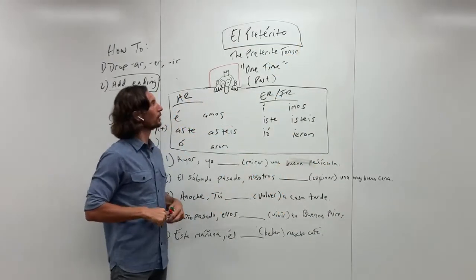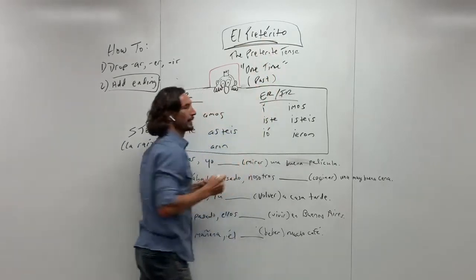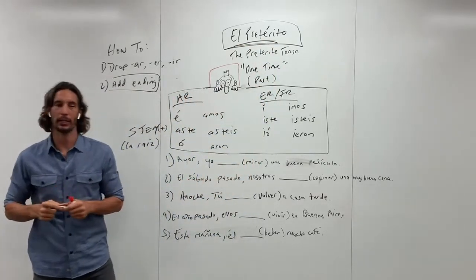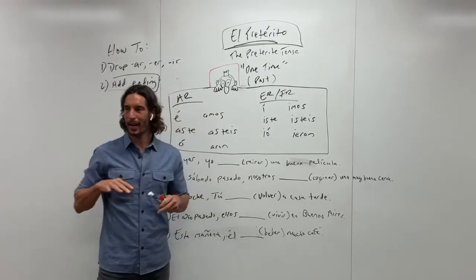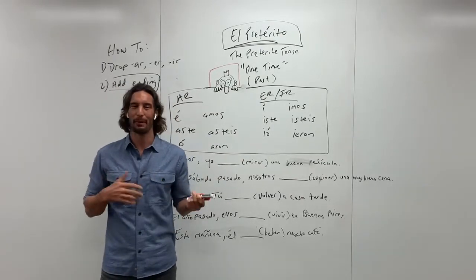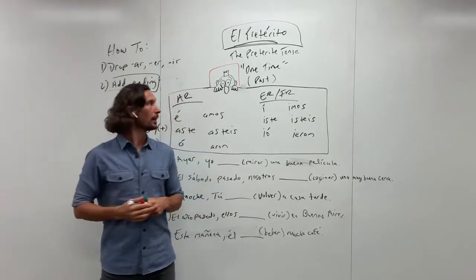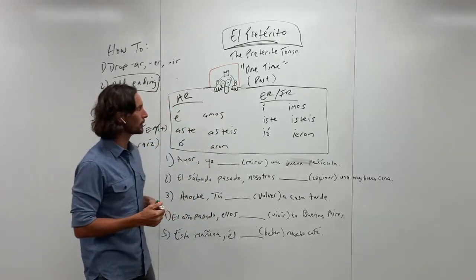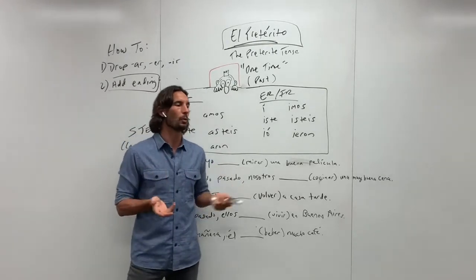Today, guys, we're going to look at el pretérito. You can see it up here. El pretérito, that's how we say it in Spanish. In English, it's just the preterite tense. And I always kind of nickname it, or not nickname it, but use this sort of, in quotes, one-time event in the past, of course. Now again, if you do it more than once, you can still use the preterite.